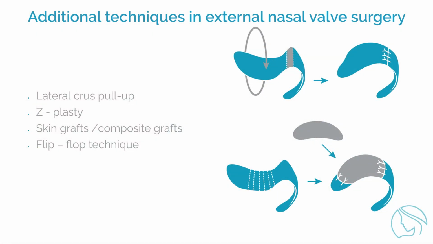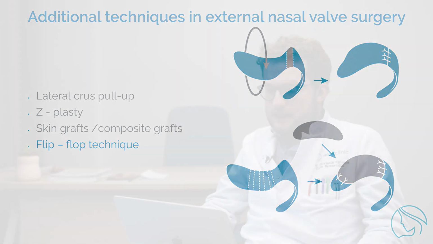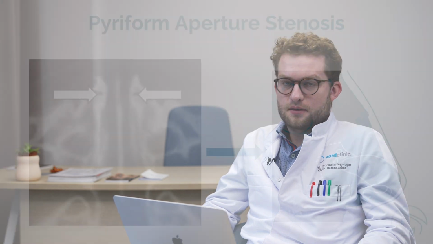There are also some other techniques that are not so commonly used, but they are available, like this flip-flop technique that you can see in this picture. So when we have an anomaly of the lower lateral cartilages and we want to set them as anatomically as possible, you have to take whatever is in your pocket.